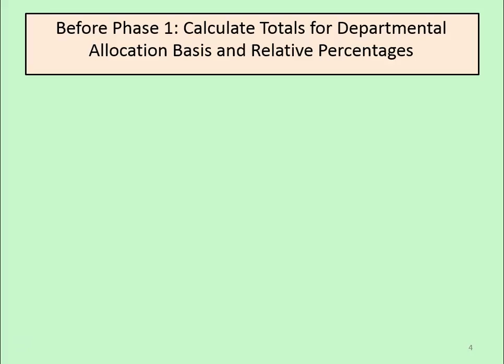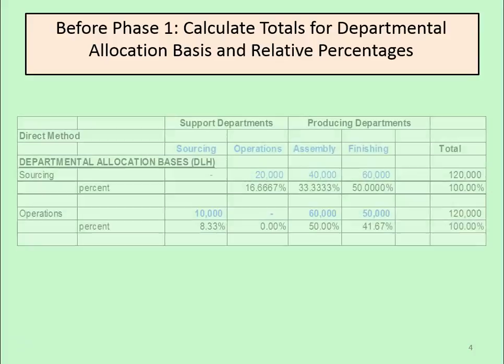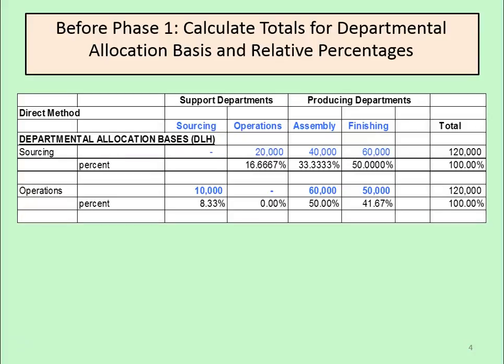So before we get to phase 1, and I always say this in these allocation problems, calculate the totals for the department allocation bases and the relative percentages of each department's direct labor hours that are allocated to servicing the others. So I would always put a total. The department allocation bases happen to both be direct labor hours for the sourcing department and the operations department. One could use machine hours, one could use labor hours, one could use machine parts or batches. It doesn't have to be that way.